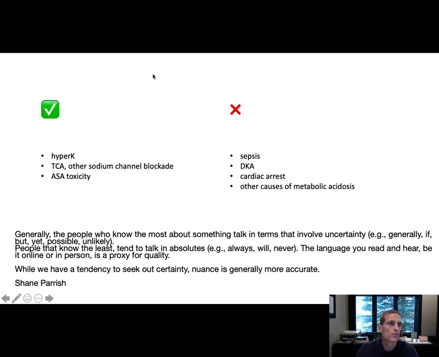Let's look at these two things first. So we're going to still give it as a treatment, especially if they're acidemic in a patient with hyperkalemia. We use other things before bicarb for the most part, but it can be helpful in a patient that is acidemic with hyperkalemia. We're still going to use it in sodium channel blockade toxicity, including TCA overdose, and we're still going to use it in ASA toxicity.